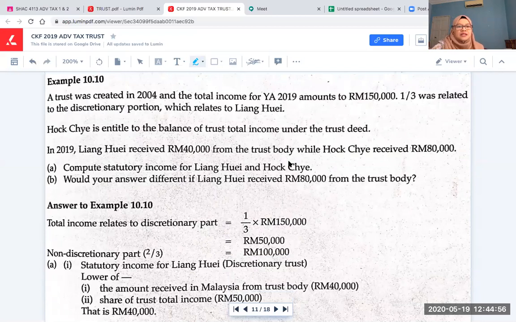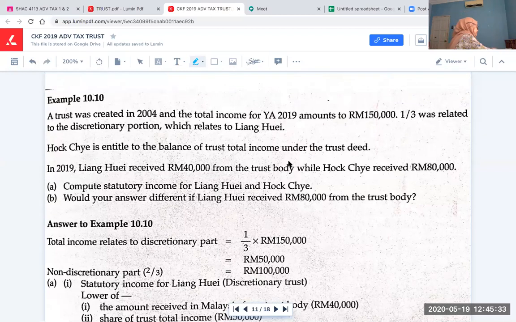A trust was created in 2004 and the total income for 2019 amounted to 150,000. 1/3 was related to the discretionary portion, which relates to Liang Hui. Hok Chi is entitled to the balance of trust total income under the trust deed. In 2019, Liang Hui received 40,000 from the trust body while Hok Chi received 80,000. Compute statutory income for Liang Hui and Hok Chi. Will your answer be different if Liang Hui received 80,000 from the trust body? Right, we try to understand the scenario first.